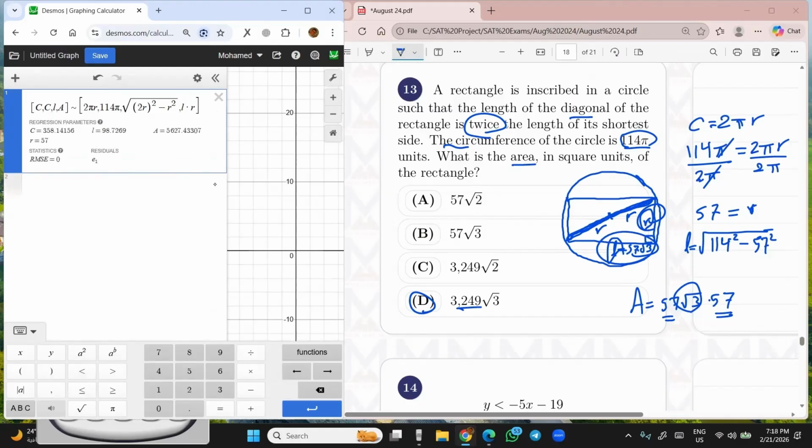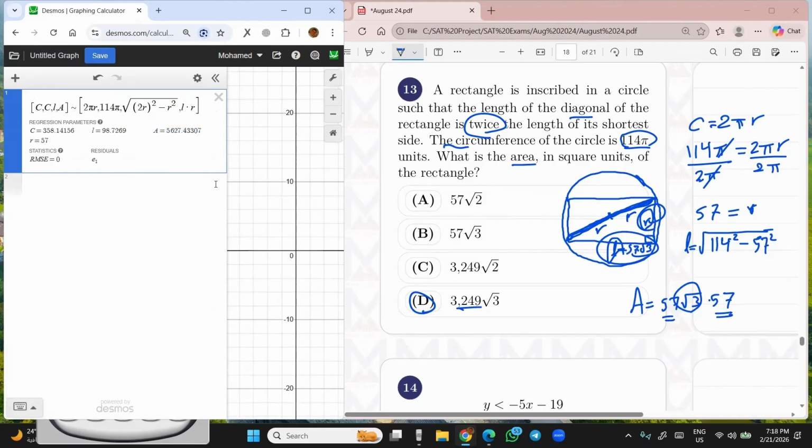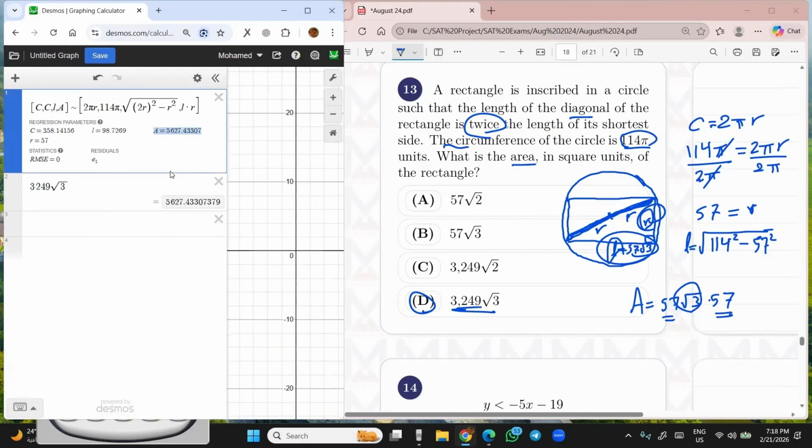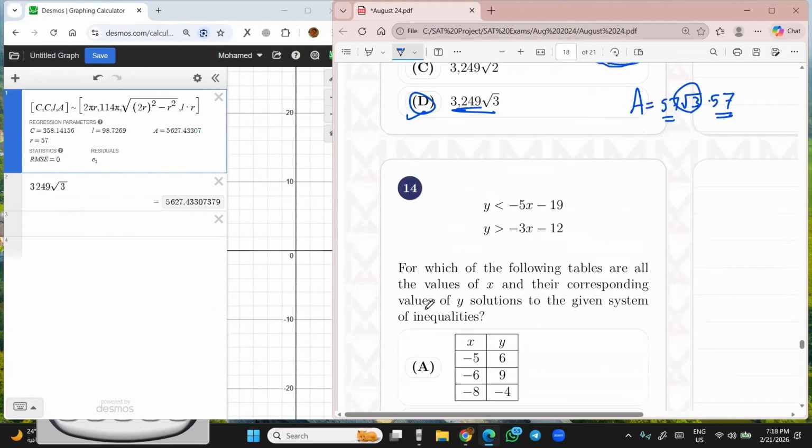So we have all the information given, and we have the area of 5,627.4, which is the same as this number. If you want to calculate this number, you can just write it here: 3249 square root 3. And if you look at this number, you can find it exactly the same as this one. So the answer is letter D.